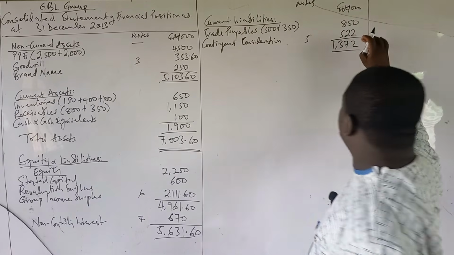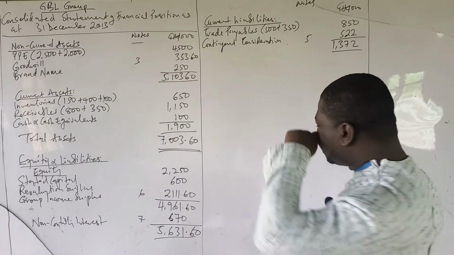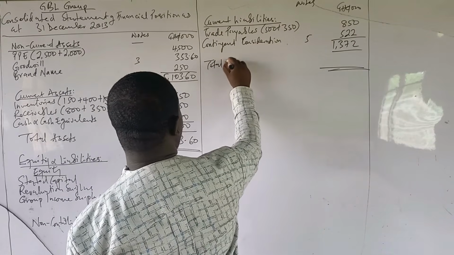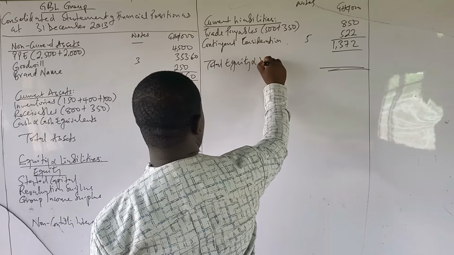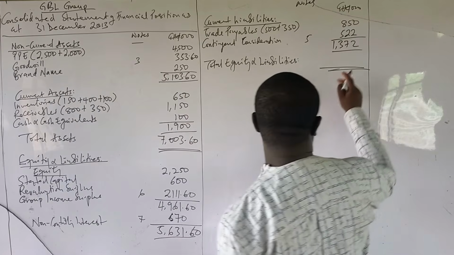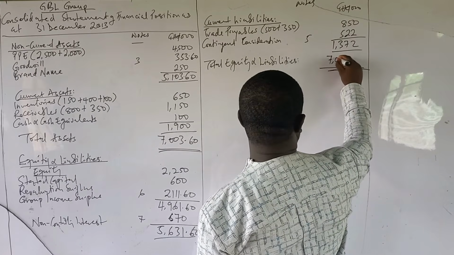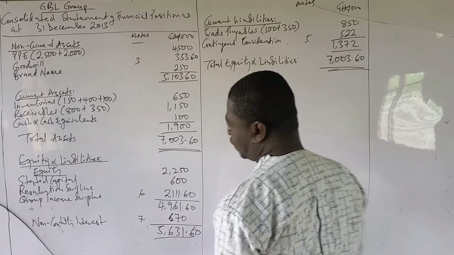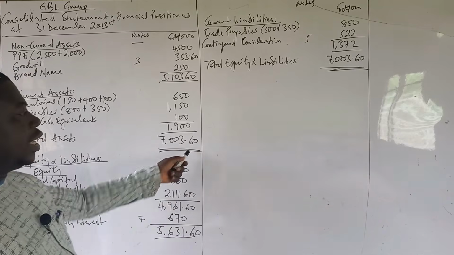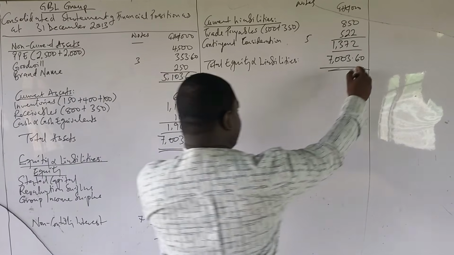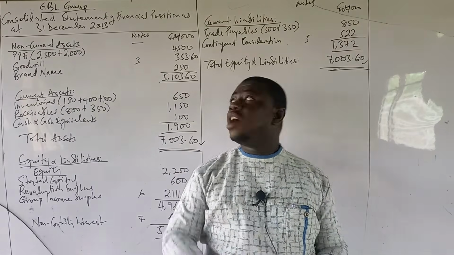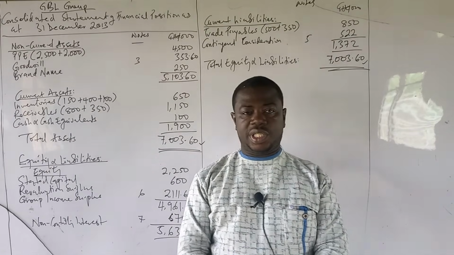So now, this is total liabilities, total equity. So when we add the two, it should give us what we call total equity and liabilities. And that is going to be, if you add these two, you are going to have 7,003.60. And so, ladies and gentlemen, this figure for total equity and liabilities is the same figure for total assets. And therefore, there has been a balance for our consolidated statement of financial position.